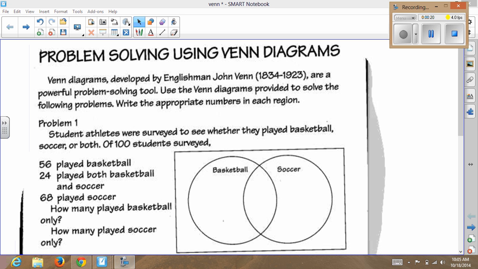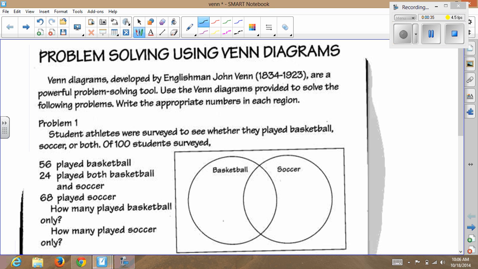And so here's a problem that Venn may have written. It says, student athletes were surveyed to see whether they played basketball, soccer, or both, and 100 students were surveyed. So the first thing you need to observe here is if I were to add these numbers up, 56, 24, and 68, that is way more than 100. So how can we have all these people who are doing these things, but it's more than 100? And so that's how we come into a Venn diagram.